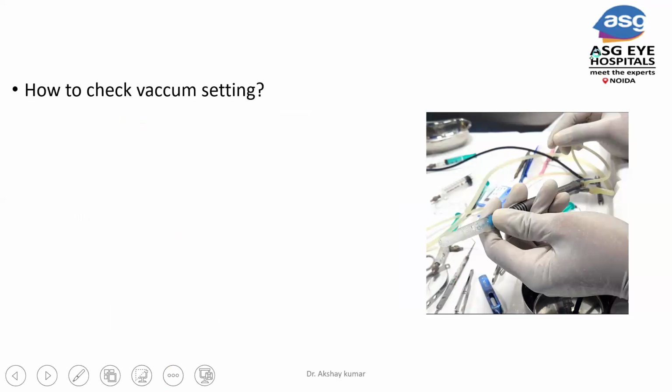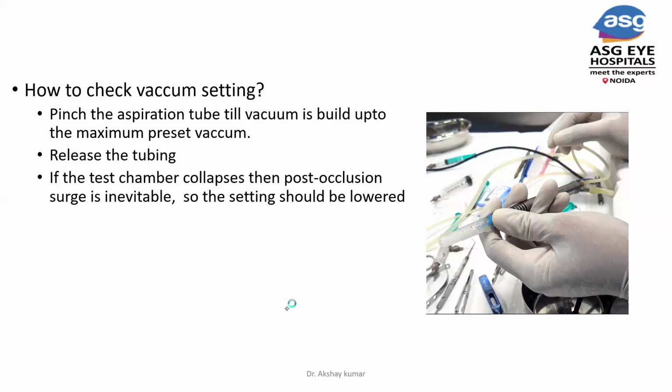So this is a video on how to check your vacuum setting. Pinch the aspiration tube, which is seen in my right hand. You just need to observe here. I'm just putting arrows there, and release the tubing from the right hand, and see the movement of the silicone chamber. If the test chamber collapses, then post occlusion surge will definitely be there.